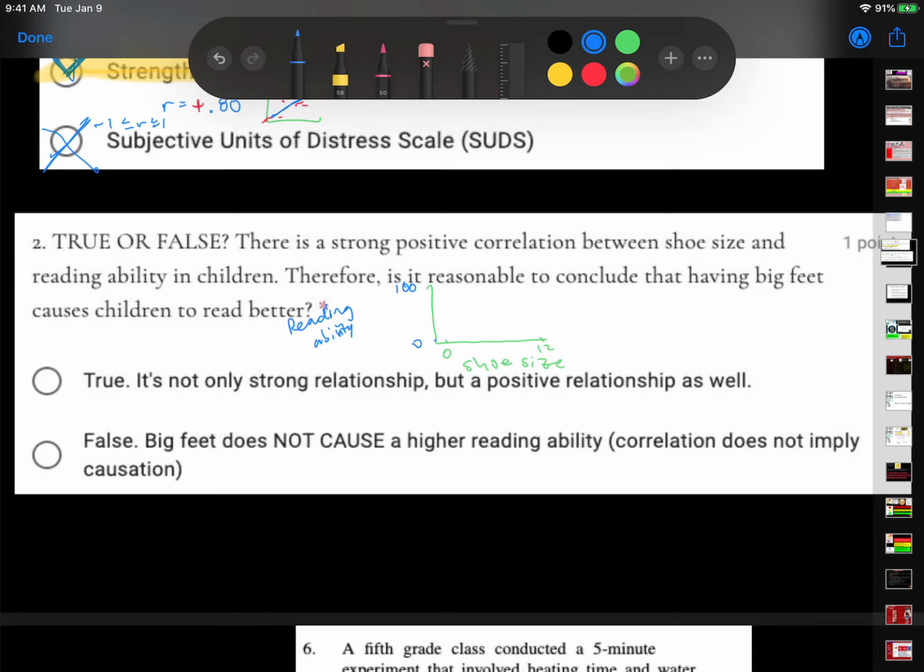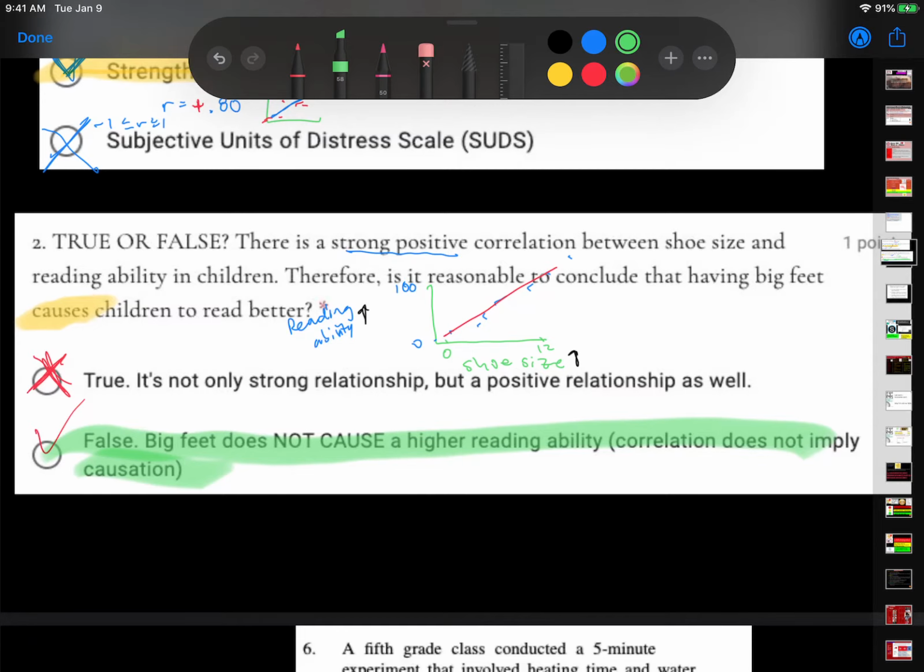So first, I'm going to draw what a strong positive correlation would look like, right? This is positive. It's close to that line. So this is basically saying as shoe sizes increase, reading ability increases. Well, there's a key word here, and the key word is causes. Can the shoe size cause children's abilities to read better? And the answer is false. Not true. It is false.